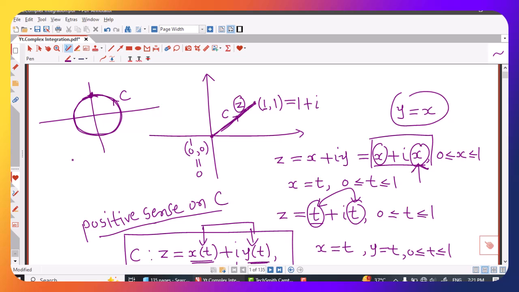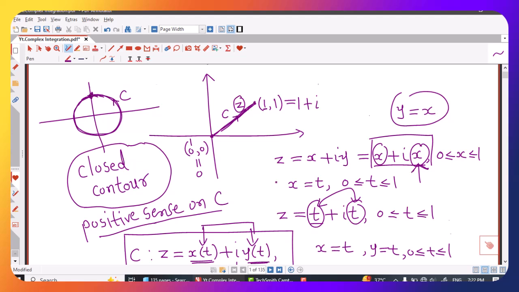So we can say that this curve is that type of curve in which initial and terminal points coincide with each other. So that type of curve is known as a closed curve, and if it is a union of finitely many smooth curves, then we will call it a closed contour. Closed contour means a piecewise smooth curve whose initial and terminal points are the same.